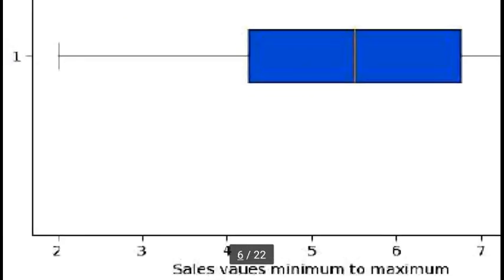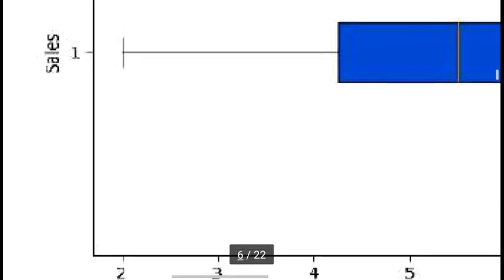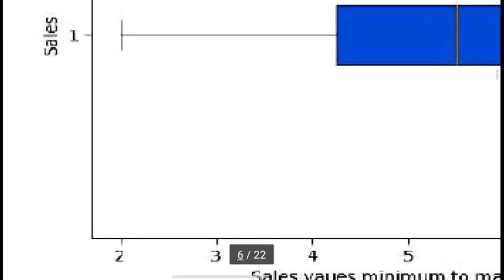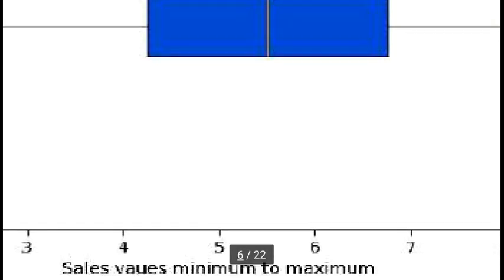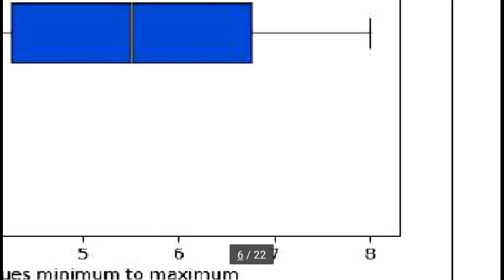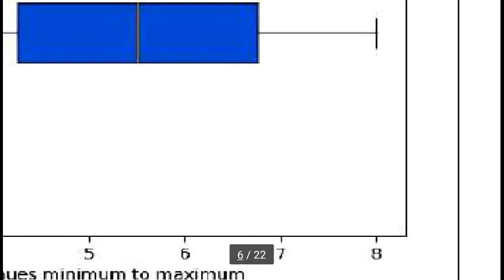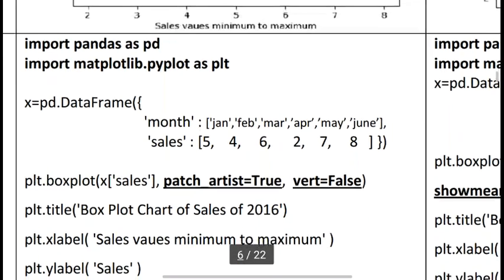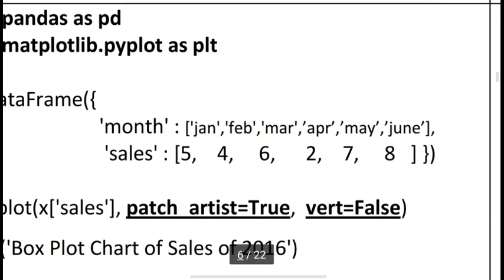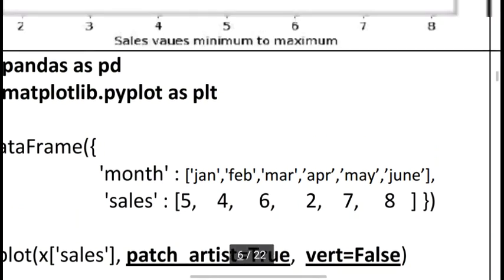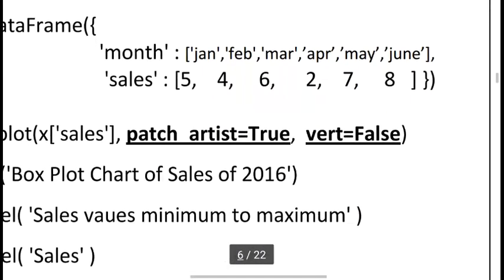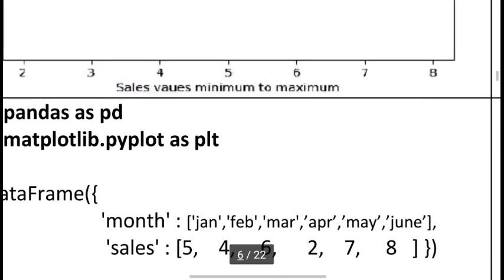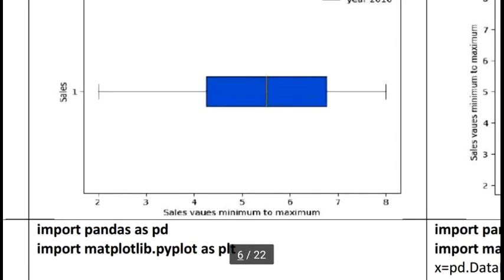So you can see this first small line shows 2, because 2 is our minimum value, and this small vertical line in the box shows the average value lies between 5 and 6, and this last small line shows the 8. So this is our maximum value. Okay, so here I am using two new parameters: patch_artist is equal to true to fill a color inside the box, and vert is equal to false, so it will convert into horizontal form.